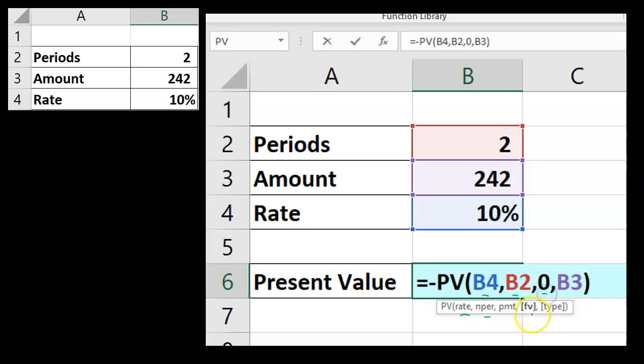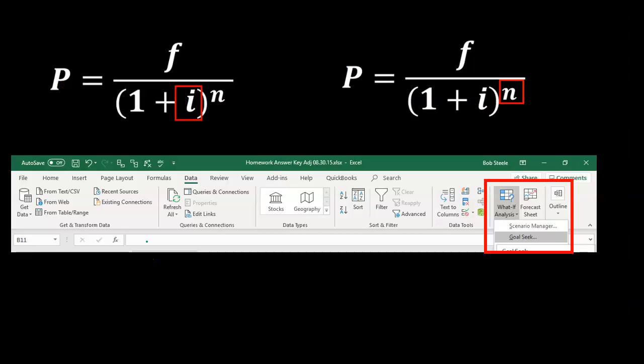And then we have the 0 because we manually entered the 0 because, again, that's an annuity payment. This isn't an annuity. This is present value of 1, comma. And then we have the future value, meaning this is the amount that we're going to get in the future that we need to present value. So there's the 242. That's picked up in cell B3, the 242.